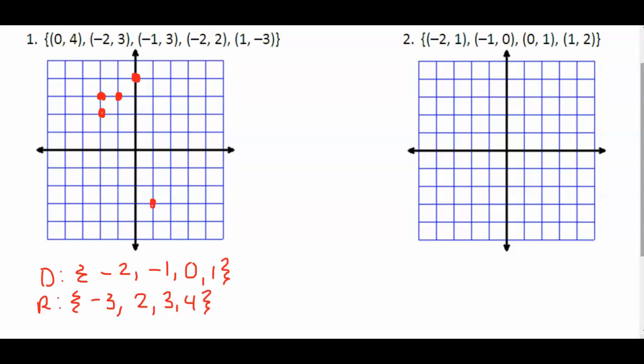This is a discrete relation because the points don't make a smooth curve.